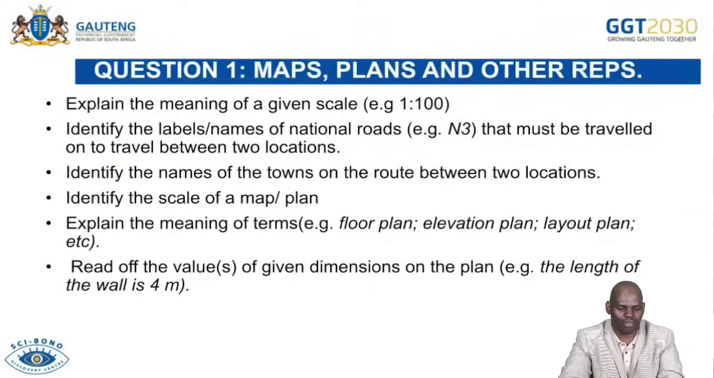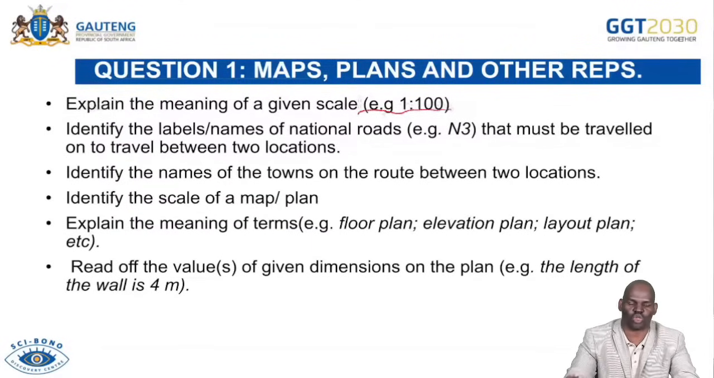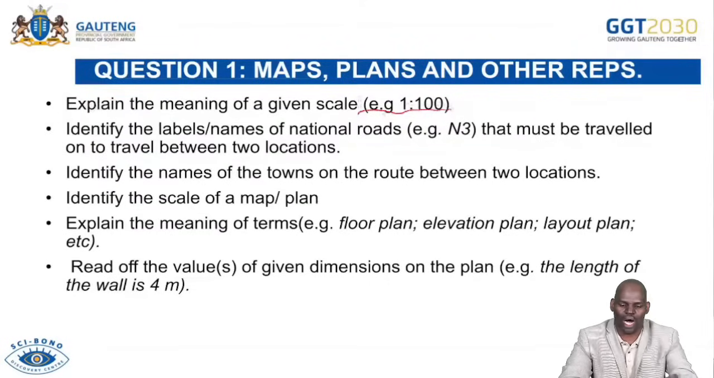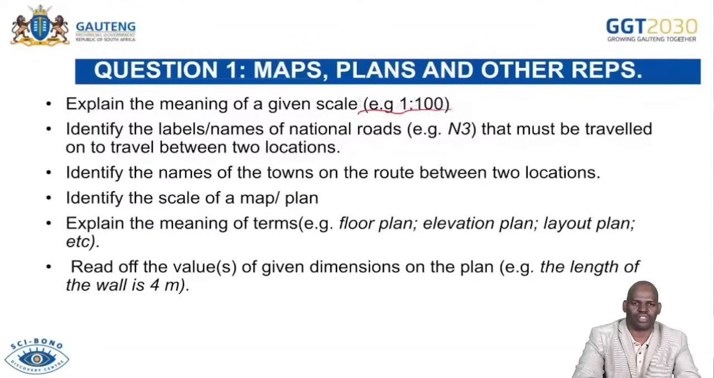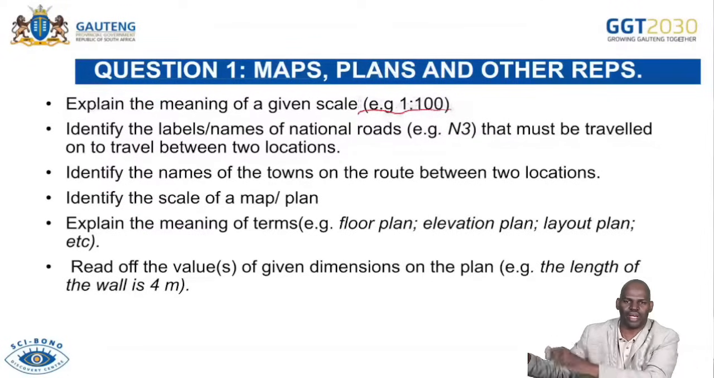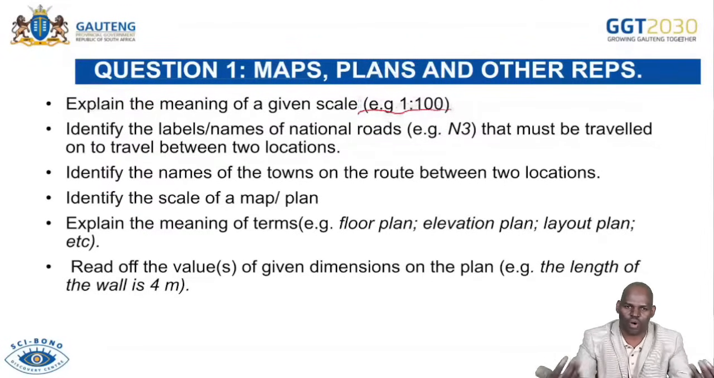Of course, under maps and plans, you must be able to explain. If they say the scale is 1:100, what does that mean? The examiner might ask you, explain the meaning. If it's 1:100, what does that mean? It means what you see on the map is actually 100 times bigger in reality. Or 1 unit on the map is the same as 100 units in reality. Okay, however way that your teacher has explained that to you.